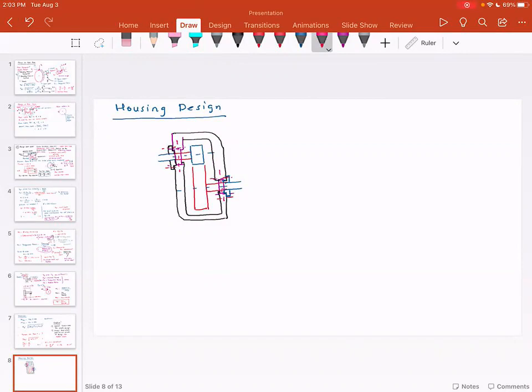I'm going to show you a slightly larger view. So say you have the top gear or top pinion. This is the center line of the pinion. This is the shaft of the pinion. And then say this is the bearing. So let me show you in a different color. The housing should seat the bearing.